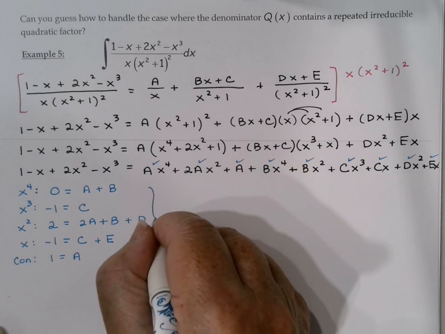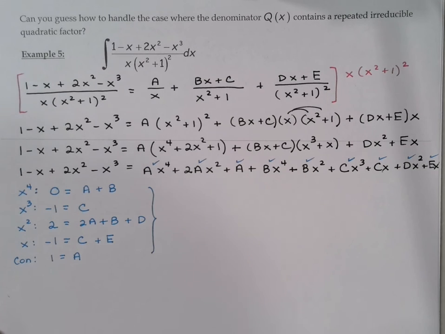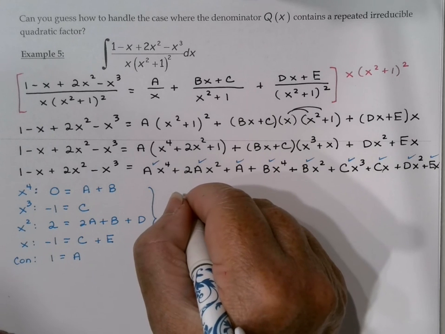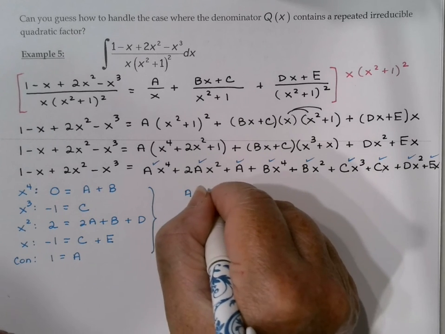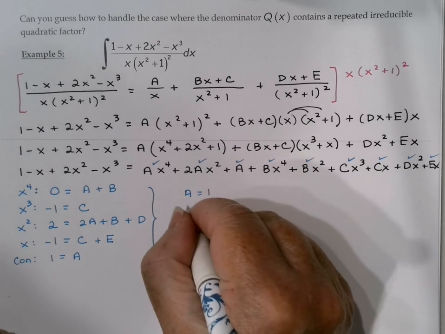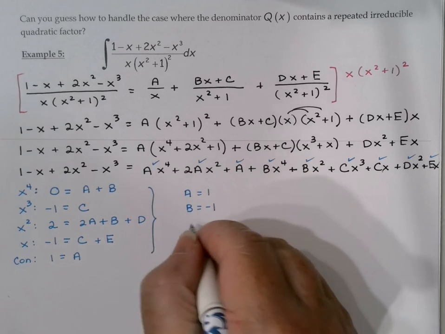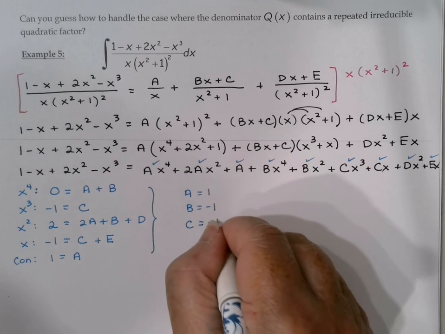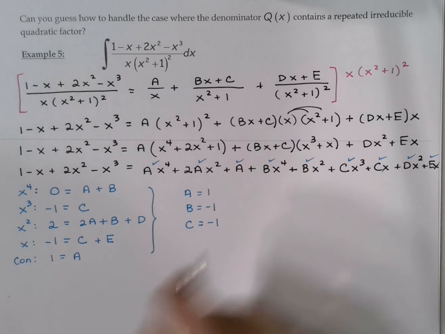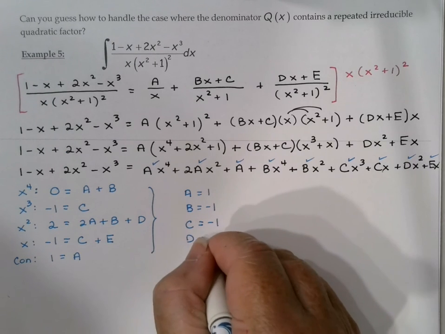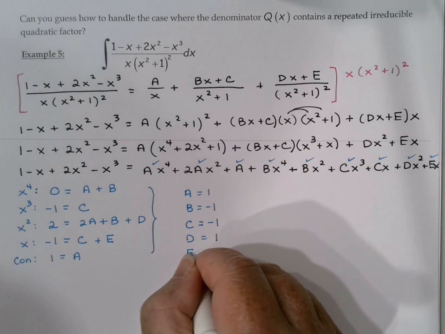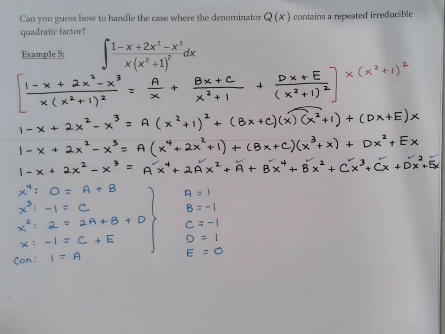I won't take the time to make you watch me plug all this in. It's actually not even all that bad to do by hand. But I'm going to tell you, if you deal with all of this, calculator or even by hand, you end up getting the A equals 1, which we already knew here, of course. B is -1, pretty obvious from that equation anyway. C is -1, says so right there. D turns out to be 1. And E turns out to be 0.